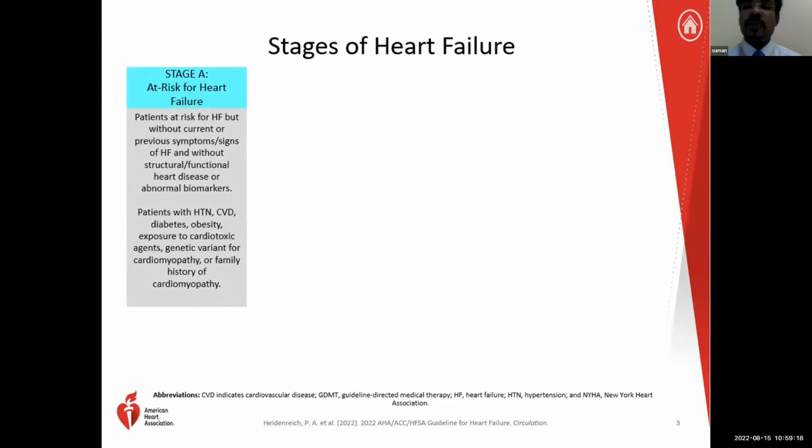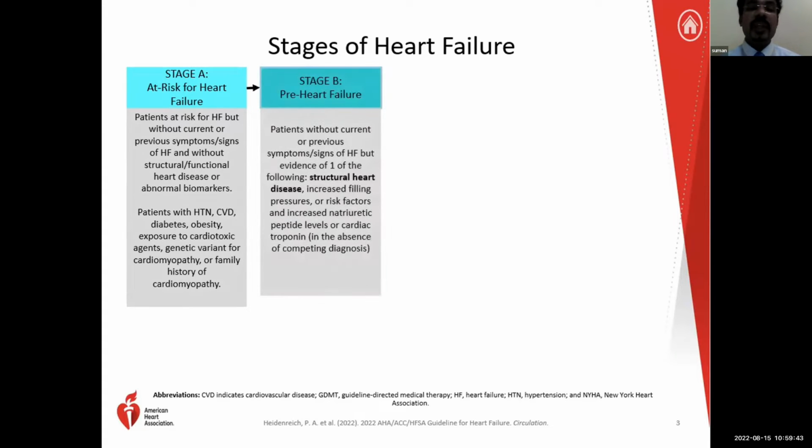So before going to the management, I just want to brief on the stages of heart failure. Stage A, that is the patients at risk for heart failure. That is patients with hypertension, cardiovascular disease, diabetes, and all. So these patients never had any symptoms or signs of heart failure. So they are more prone to developing heart failure in the future.